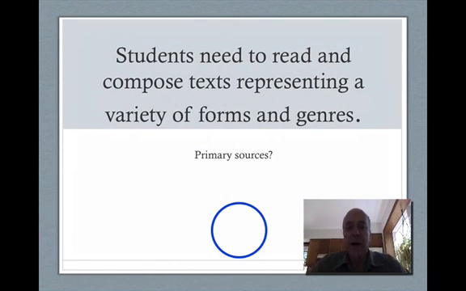And this is the final slide. Students really need to read and compose text representing a variety of forms and genres. And they shouldn't just be reading textbooks. They should be viewing videos. They should be listening to podcasts. They should be reading narratives, poetry, all in your content area. And the more forms and genres that they are experienced with about a particular concept, the deeper their understanding would be.